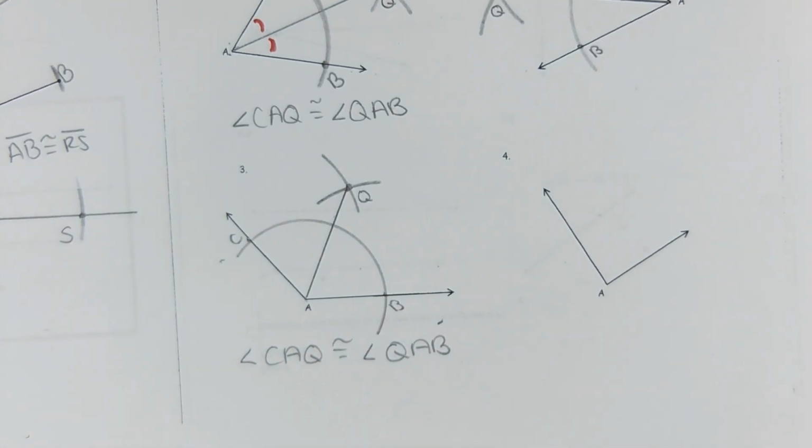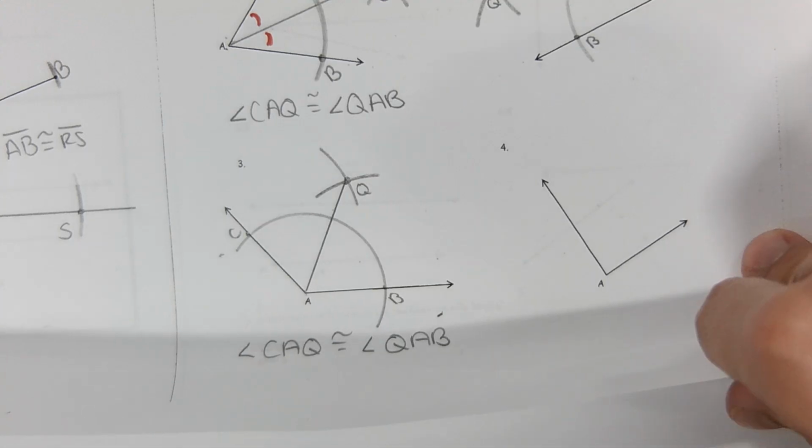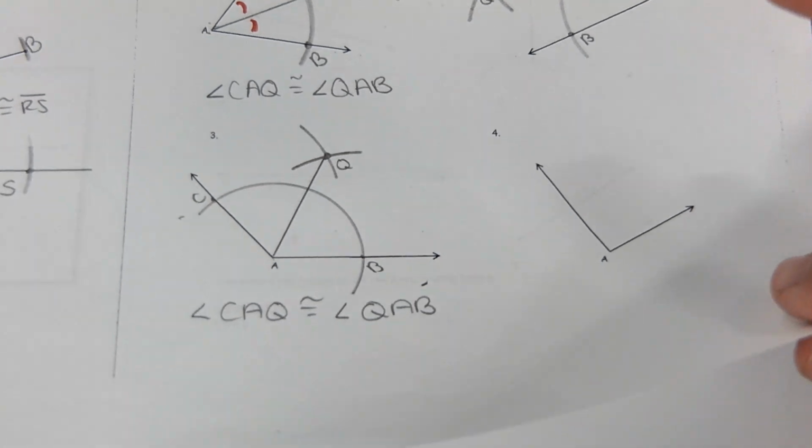Okay, and then when you're done with that, we'll flip to the next page. So we're not going to do number 4, we're just going to flip to the next page. Flipping. Okay, next page, right over.